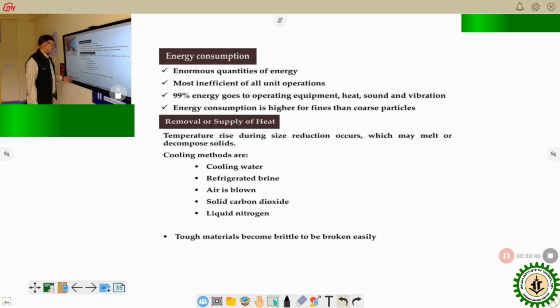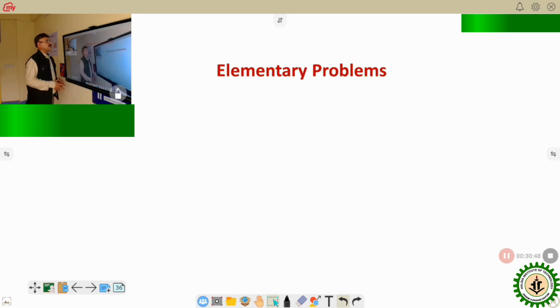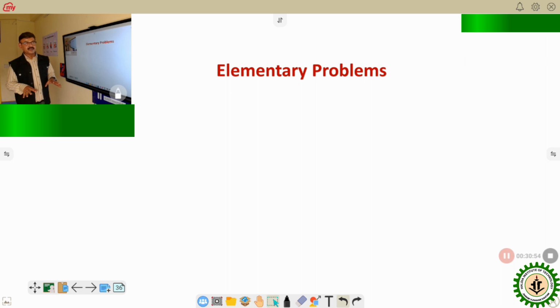Energy consumption, as I know, is the most important, because whenever the size reduction operation is executed, you have to be very careful about how much energy input is there and how much energy is utilized for size reduction. So energy efficiency is a big parameter for every size reduction operation.